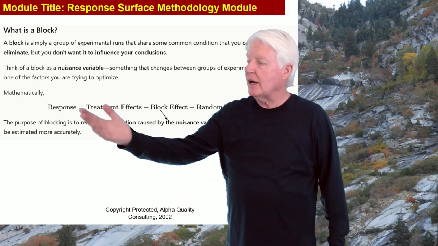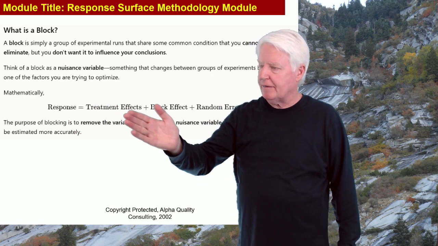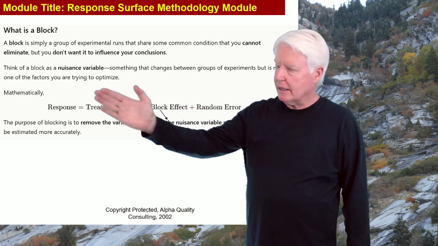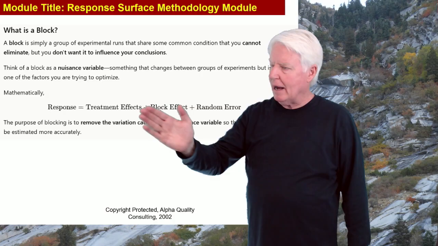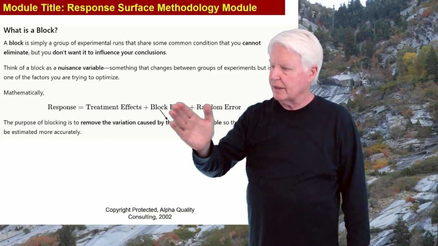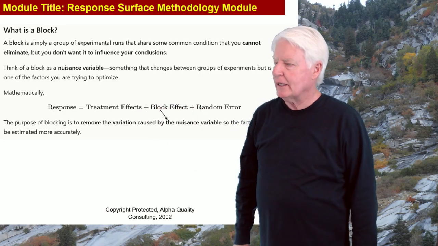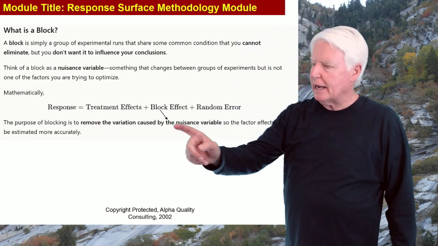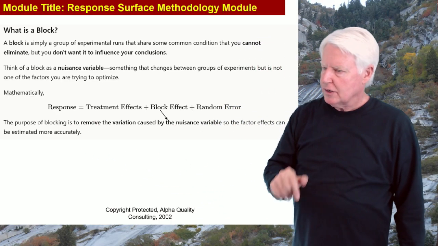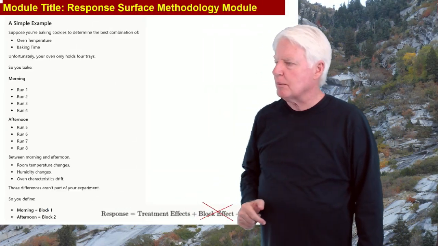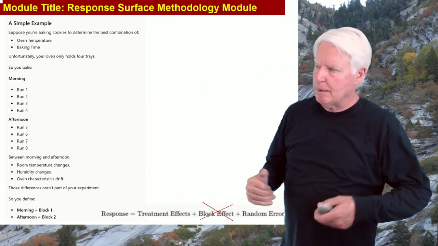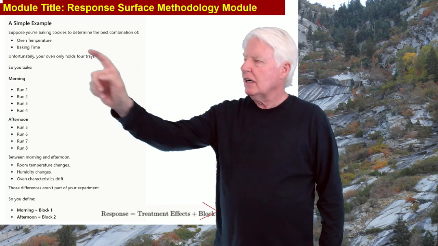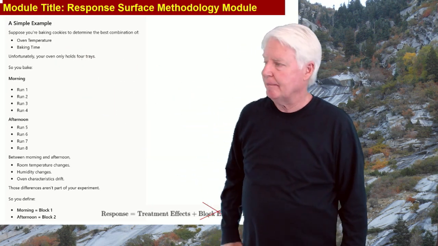So mathematically, you have the response equals the treatment effect plus the block effect plus random error. What we're going to do is wipe out this block effect, just erase it from the equation. That's why we do blocks. Let me explain more. The purpose of blocking is to remove variation caused by the nuisance variable so that the factor effects can be estimated more accurately. A simple example here: suppose you're baking cookies to determine the best combination of oven temperature and baking time.